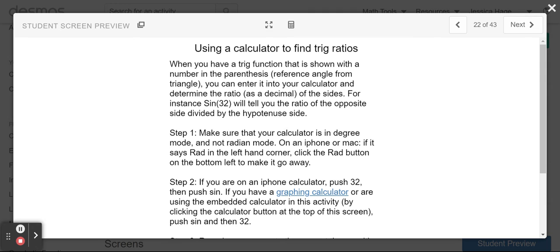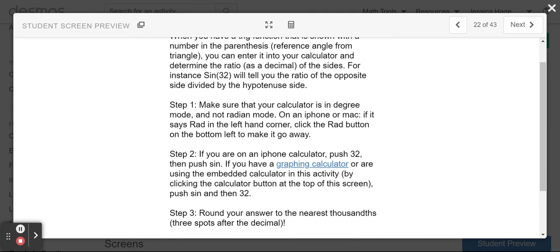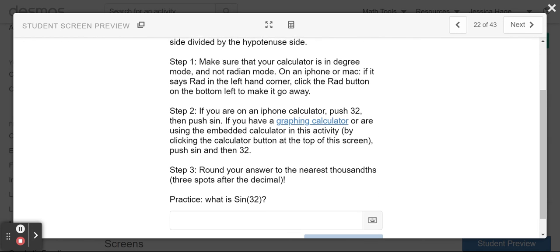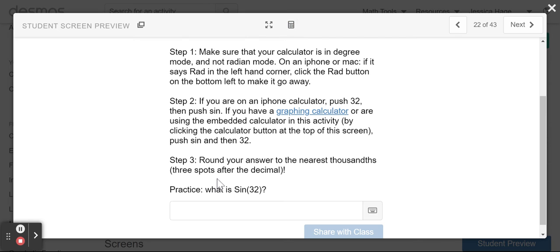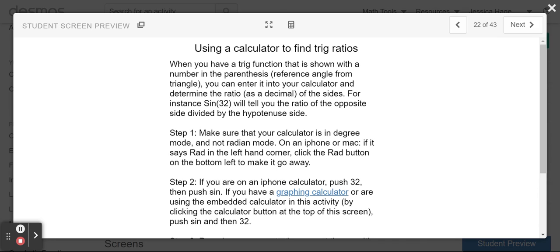So when you have a trig function, you just type it in, like sine of 32 degrees, okay? If you're using your phone, you do type it in backwards. You would push 32 and then sine, but we're going to try to get away from our phones and use either the calculator in the Desmos or desmos.com/calculator, which is right here. And it does show you to click on the wrench at the top and then click degrees. And we'll get another video out for that.